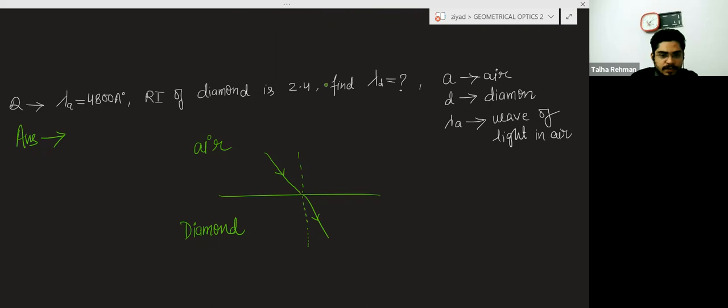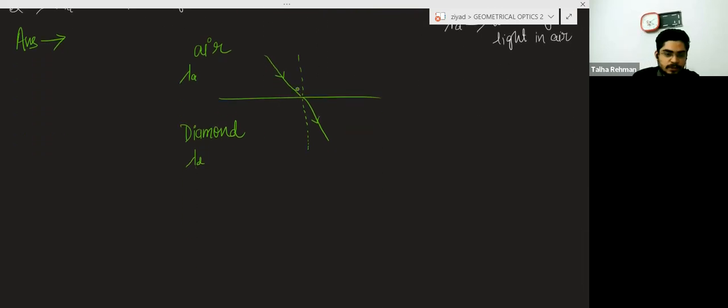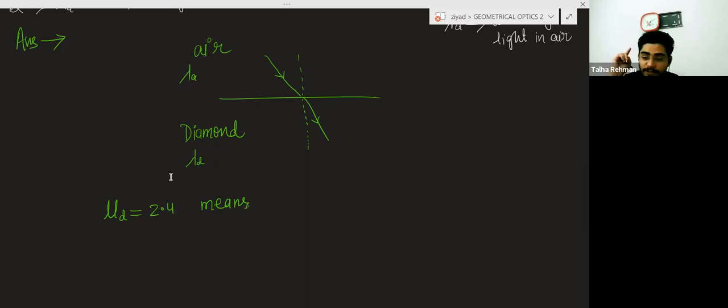So here will be some wavelength of light, that is lambda A. Here will be the wavelength of the light, lambda D. It is given that the refractive index of diamond is 2.4. So the refractive index of diamond is 2.4, means, if only a refractive index is given, that refractive index will always be with respect to air. Means the refractive index of diamond with respect to air is equal to 2.4.